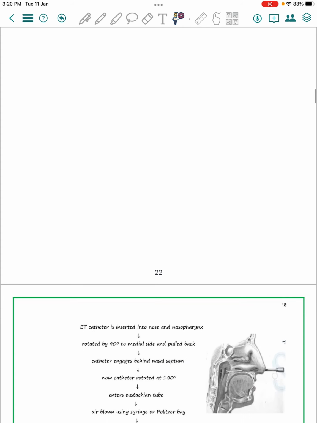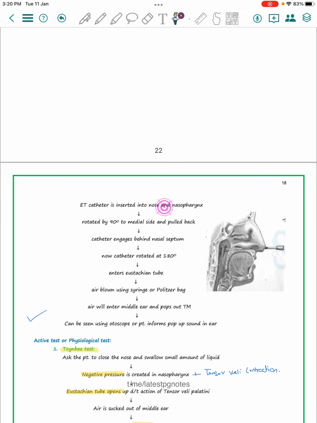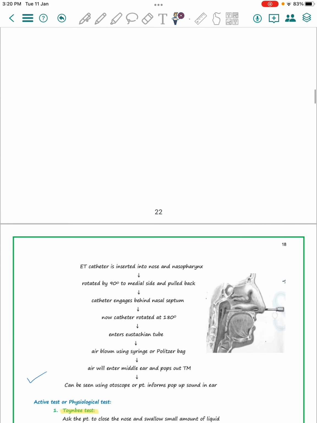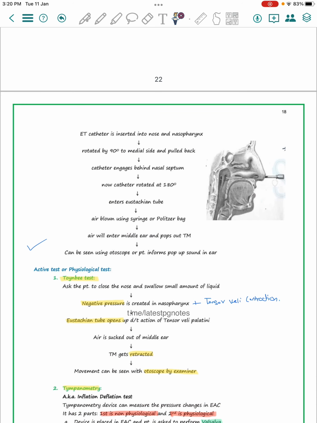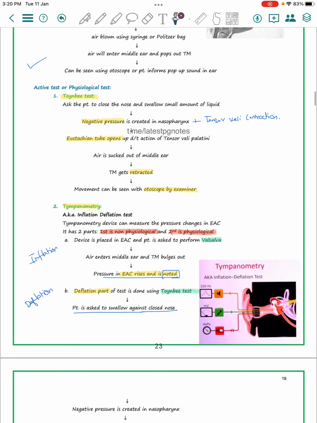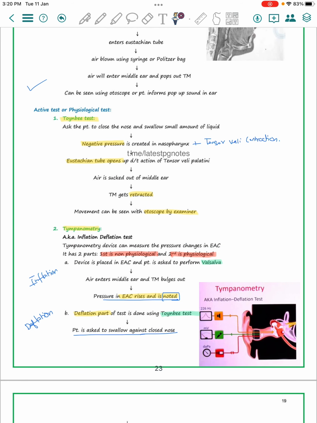Let's see this process explained. This Eustachian tube catheter is inserted into the nasopharynx. It is rotated to the medial side by 90 degrees and pulled back, until it gets stuck to the wall. Okay guys, then the catheter is rotated up to 180 degrees. Then this enters the Eustachian tube. Now we can connect this to the Politzer bag, and we can blow up the air. So this pops up the tympanic membrane. This can be seen using an otoscope, and we can auscultate in the middle ear. Next we see about the active test or physiological test.